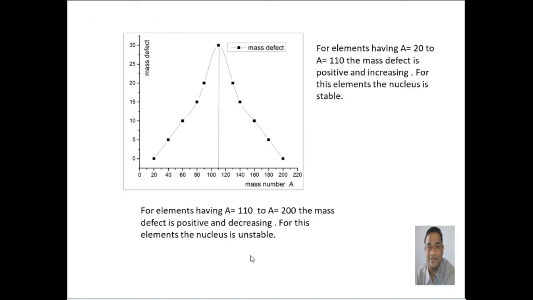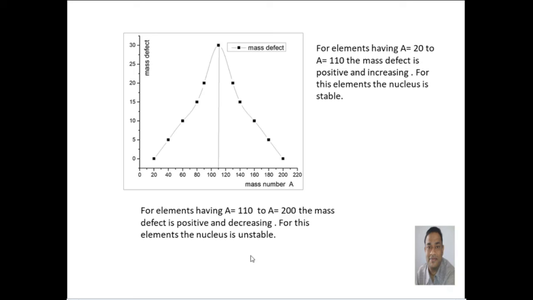If you plot a graph between mass defect on the y-axis and the mass number A on the x-axis, we get a figure as shown. Now in this particular case, we see that for all the elements having mass number 20 to mass number 110, the mass defect is positive and goes on increasing. These elements are those whose nucleus is stable.